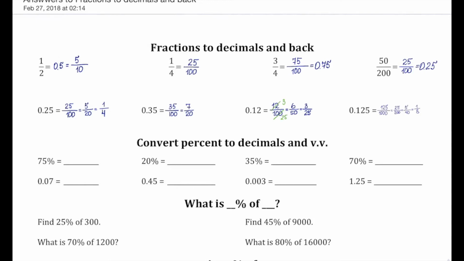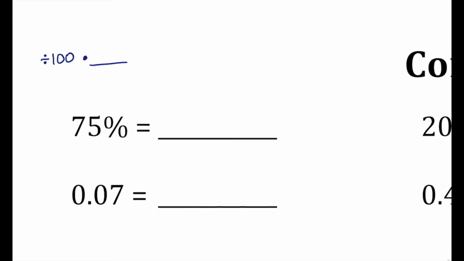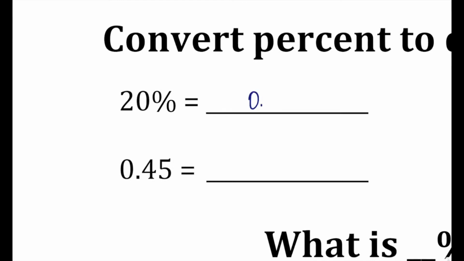Now we're going to talk about percent, converting percent to decimals or representing percent as decimal. The long way to represent percent would be dividing by 100 first and then multiplying by the number of the percent. So I would divide by 100 and then I would multiply by 75. Or I could represent this as 75 hundredths, which is 0.75. So 75% is 0.75. 20%, 0.2.